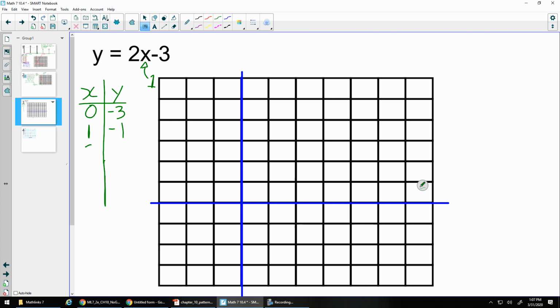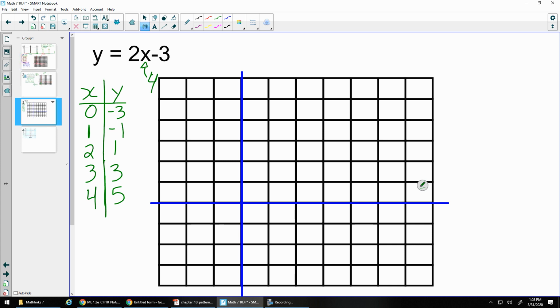What if x is equal to 2? Substitute 2 in for x. 2 times 2 is 4, minus 3 is 1. Substitute 3 in for x. We're making our table of values. 2 times 3 is 6, minus 3 is 3. Then 4: 2 times 4 is 8, minus 3 is 5. Okay, and we have our table of values, and this can continue for quite a while.